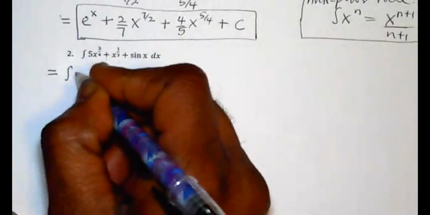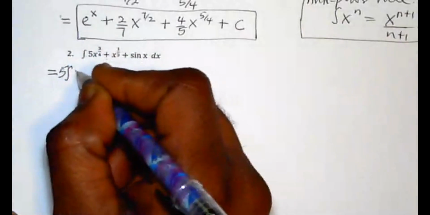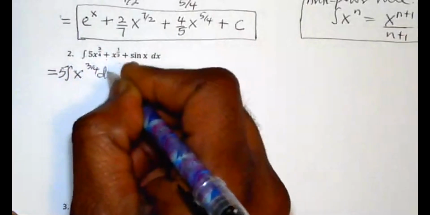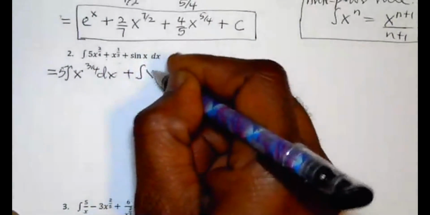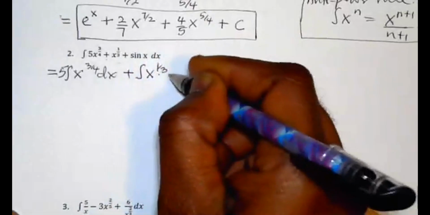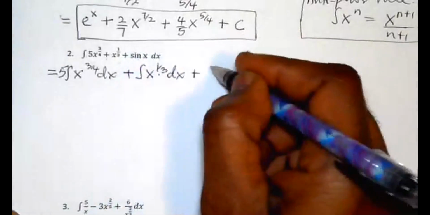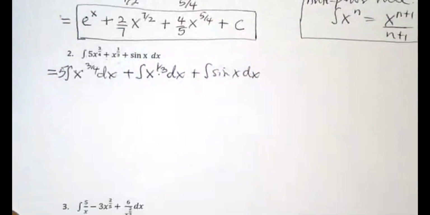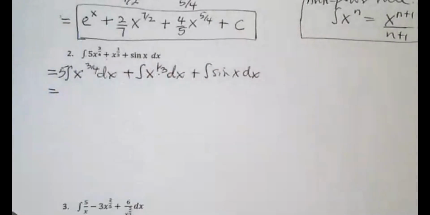So we have the integral of, I can put the 5 in front as a constant. So the constant multiplier is 5 times x to the power 3 over 4 dx, okay, the constant multiplier rule that we know, plus the integral of x to the power 1 over 3 dx, plus the integral of sine x dx, the sum rule. So let's find the integrals now.